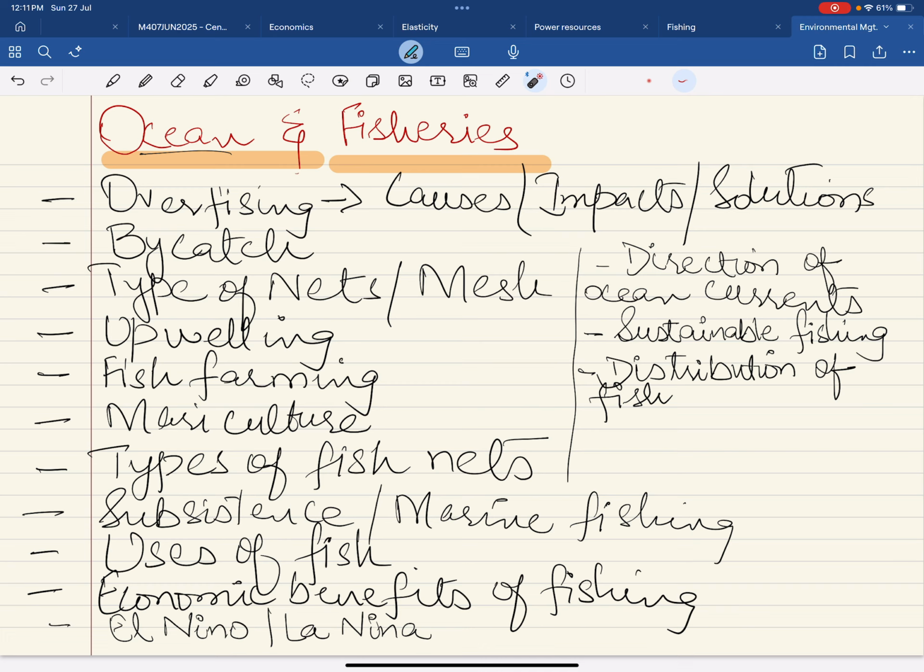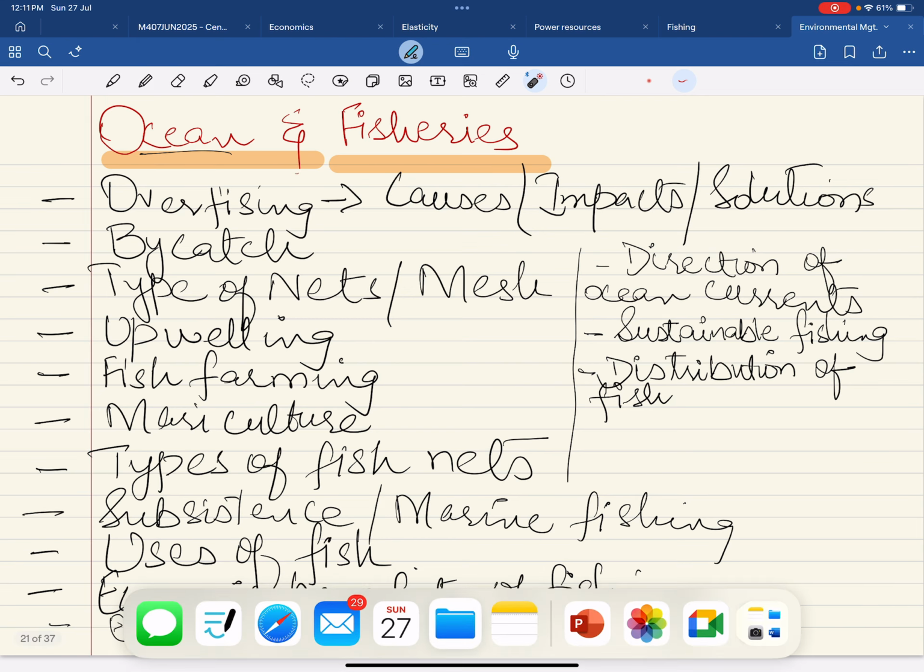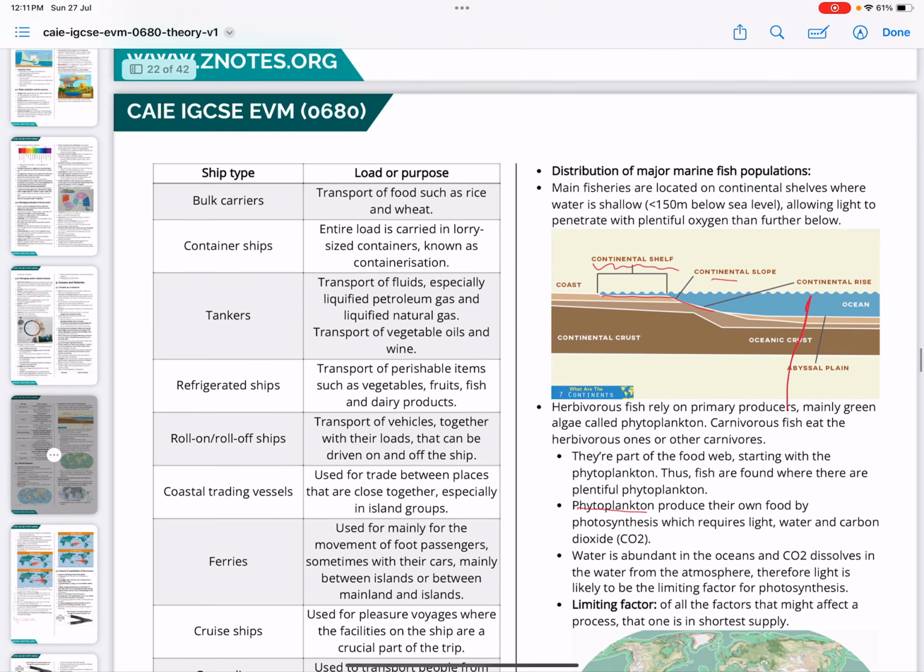So if you cover this key content, then everything from this chapter is going to be covered, which means that you are prepared for the exam for this chapter. Okay, let's start with this chapter.